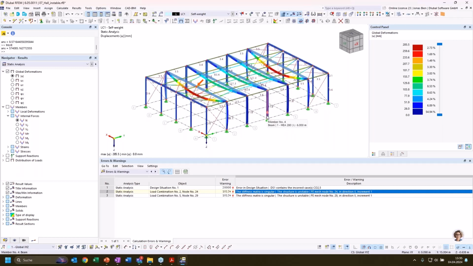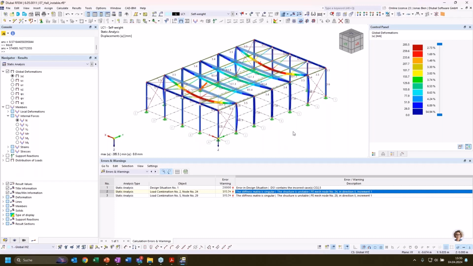Either I have done something wrong in my modeling and I have disconnected parts, or some DOFs are free and not restrained in my model. Or it could mean that my system is really overloaded because I have now calculated according to second order theory. It could also be that I have reached the critical bifurcation load of my system.